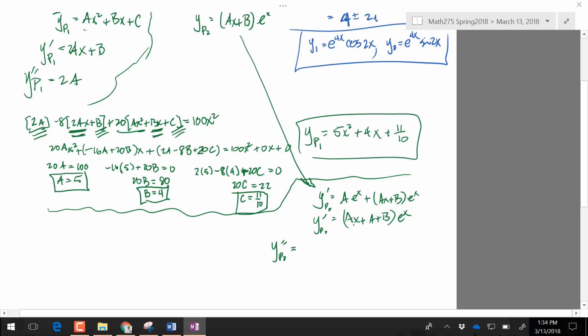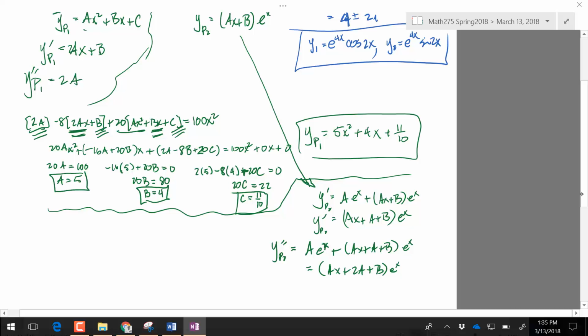So the second derivative, derivative of the first times the second plus the first times the derivative of the second. And again, we want to combine everything here so that it looks as simple as possible. So I think this is ax plus 2a plus b times e to the x.